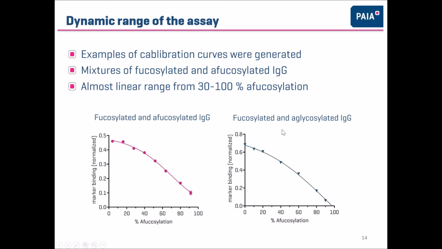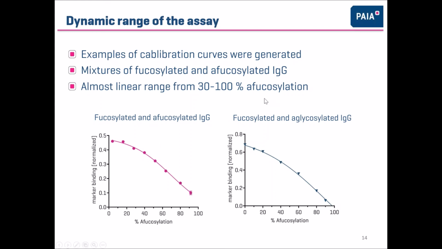And the other thing is the dynamic range of the assay. And for this purpose, we have generated calibration curves. And here I want to show you 2 examples where we mixed fucosylated and afucosylated IgGs. On the left-hand side, it's really an afucosylated IgG mixed with a fucosylated, and on the right-hand side, it's a fucosylated, very normal IgG with almost 100% fucosylation, and then a variant of the same IgG with no glycans at all.